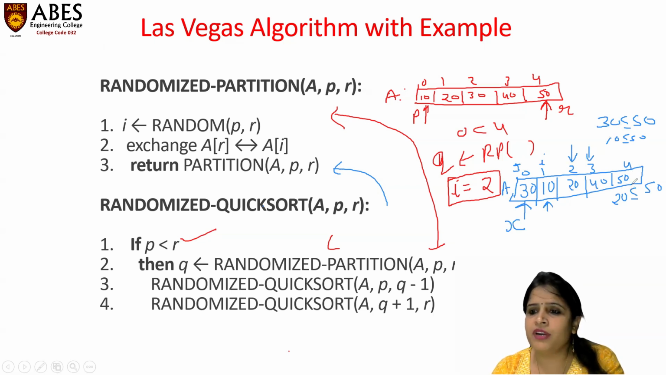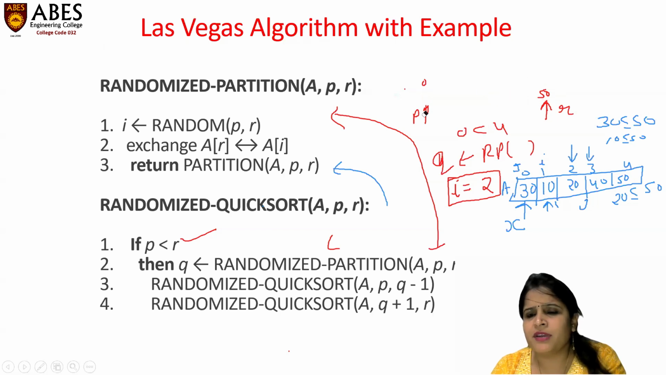After that, 30 is less than 50, no need to swap. So 30 is in the right place. So this is the partition algorithm. After that, 30 will come. We just swap 30 to the I plus 1 location. I plus 1 is here. So in that case, our output array after the partition algorithm.